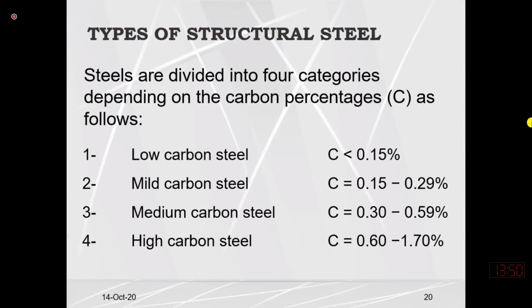Normally we use mild steel in our structure systems. In mild steel, carbon contents are from 0.15% to 0.29%. If the carbon content is more, the structure will have high strength, but its ductility will be low.